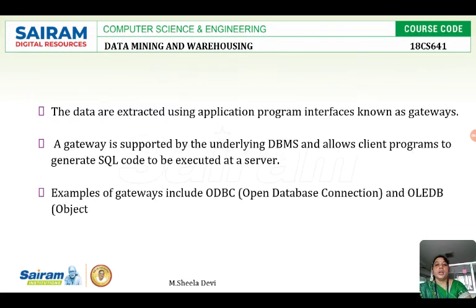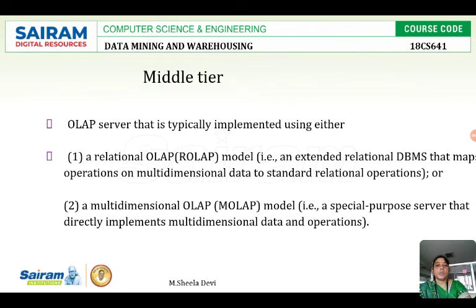So in this, we'll see what are the two types of OLAP implementation. One is relational OLAP and the other one is multidimensional OLAP. Relational OLAP is an extended relational database management system that maps operations on multidimensional data to the standard relational operations. Whereas multidimensional OLAP is a special purpose server that directly implements multidimensional data and the operations.